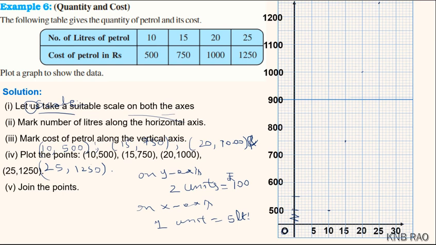Now after marking points I will go for joining lines. So point 10 comma 500, point 15 comma 750, point 20 comma 1000, point 25 comma 1250. I am naming them as A, B, C, D, and I am joining A, B, B, C, C, D. Now this is a linear graph. Okay, so this is how we do the work. Now let us discuss one more example to make it clear.